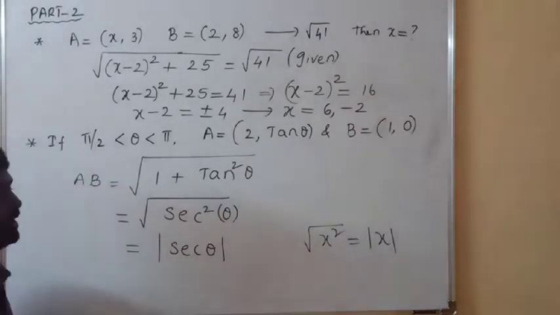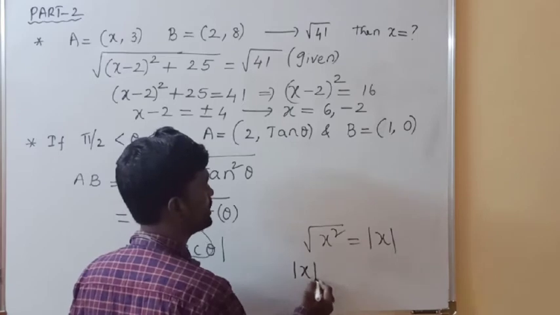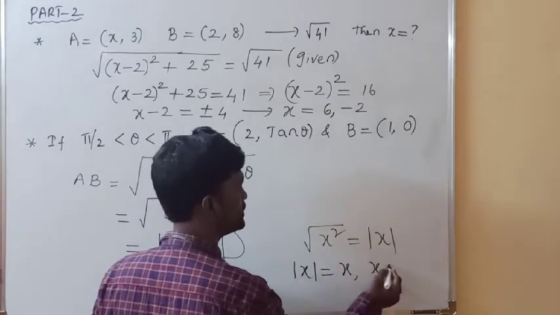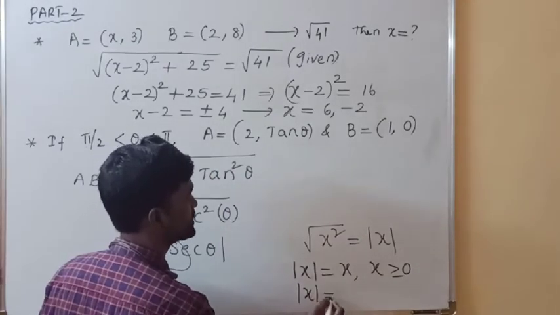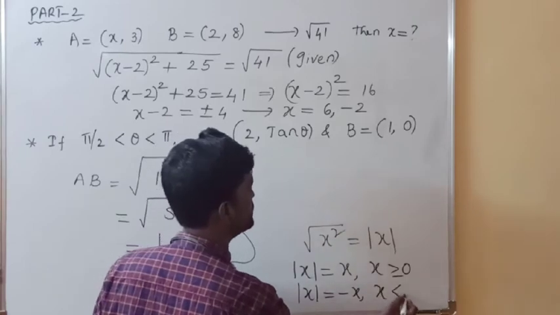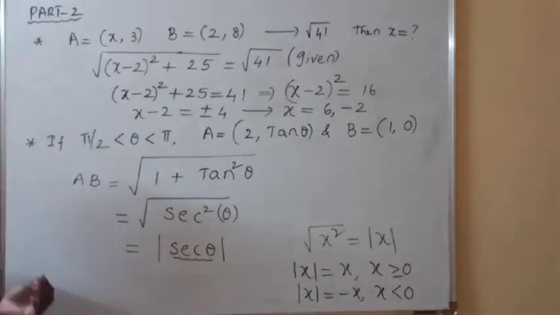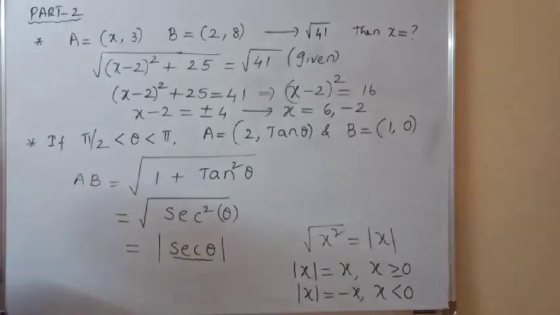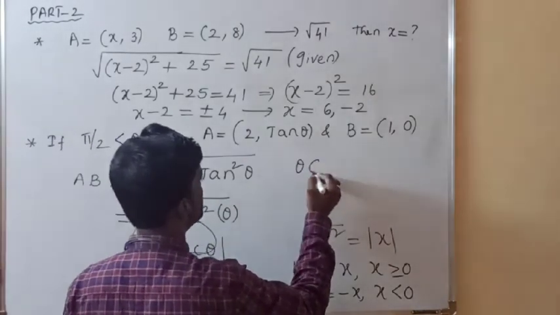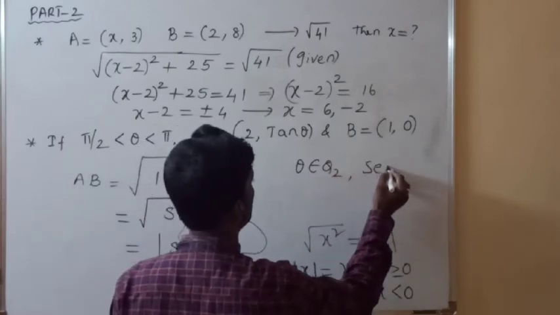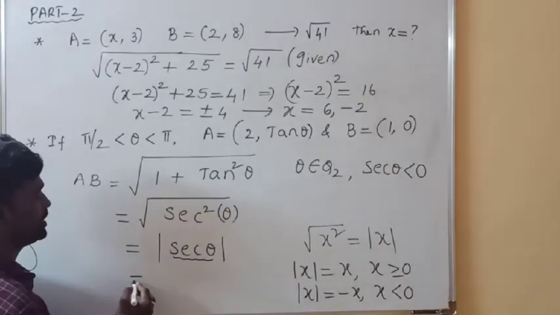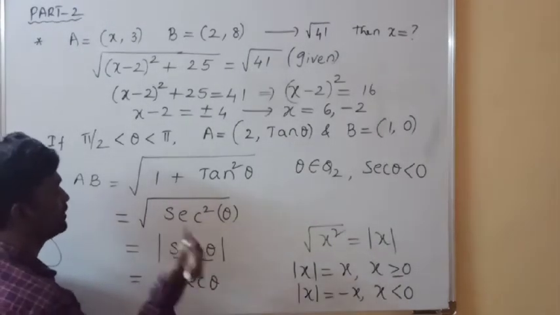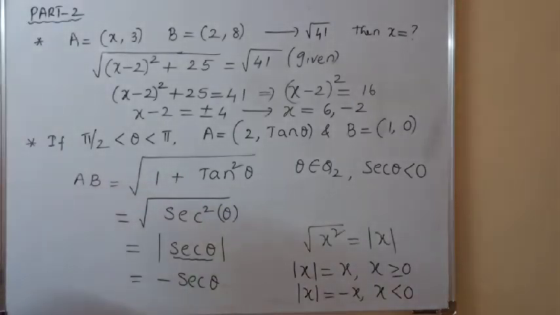And also we have mod x is equal to x when x is positive or equal to 0, and mod x is minus x when x is less than 0. Correct? So as theta lies in the second quadrant, secant theta is negative. So as secant theta is negative, modulus of secant theta is equal to minus secant theta. So thus the distance between the given two points when theta lies in the second quadrant is minus secant theta.